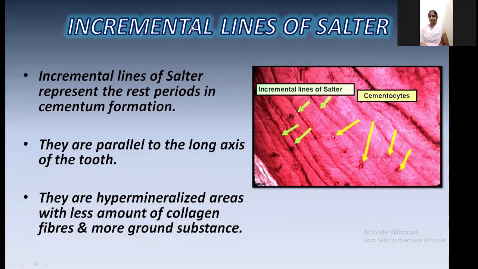Now, in enamel, dentin, and cementum, we have incremental lines. Incremental lines of enamel are called Retzius. Incremental lines of dentin, von Ebner. And incremental lines of cementum are Salter. One special feature about the incremental lines of Salter is that they are the only hypermineralized incremental line found in human dentition.